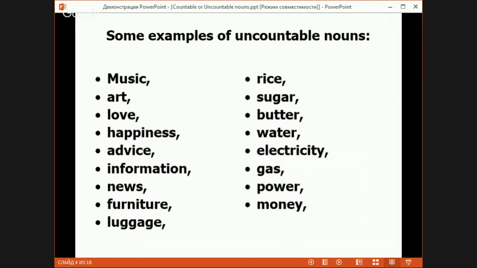But what is that we count in reality? We count notes, we count coins, or we count grivnas, for example. I have 200 grivnas in my pocket, but you don't say I have 200 money in my pocket. And currency, it's also uncountable, the word currency.